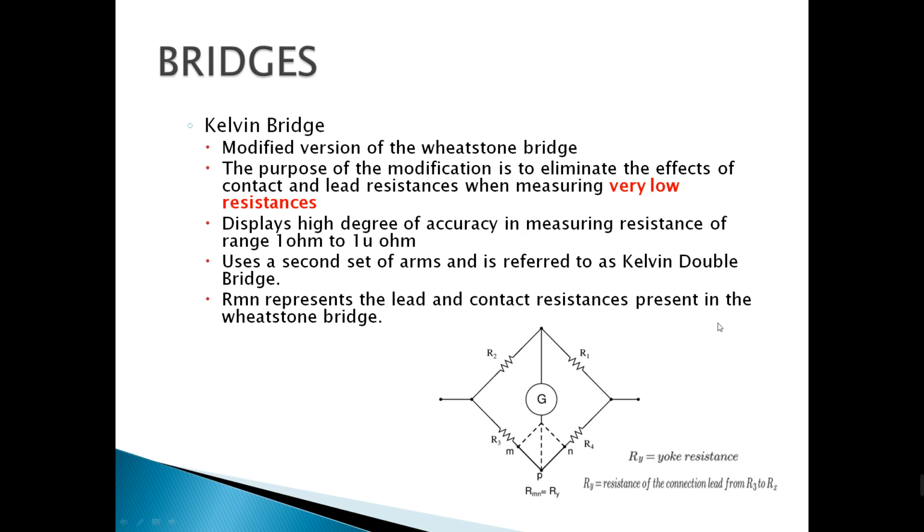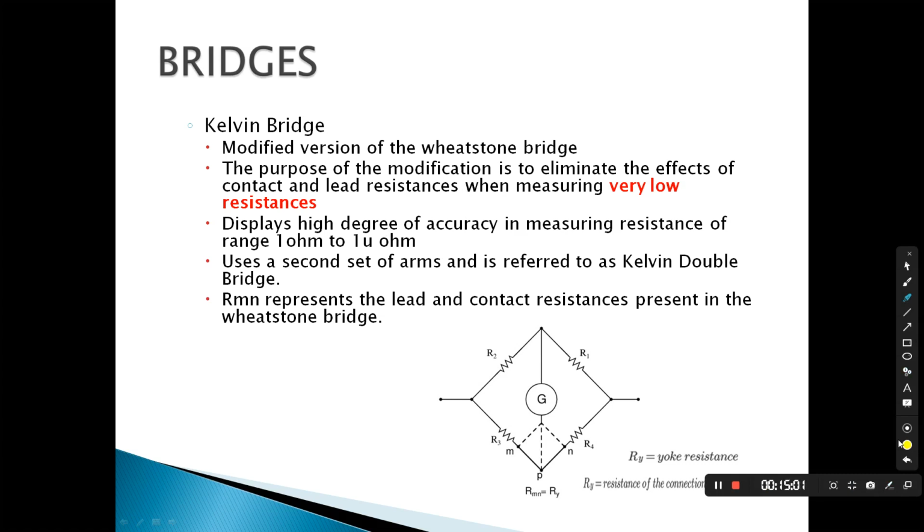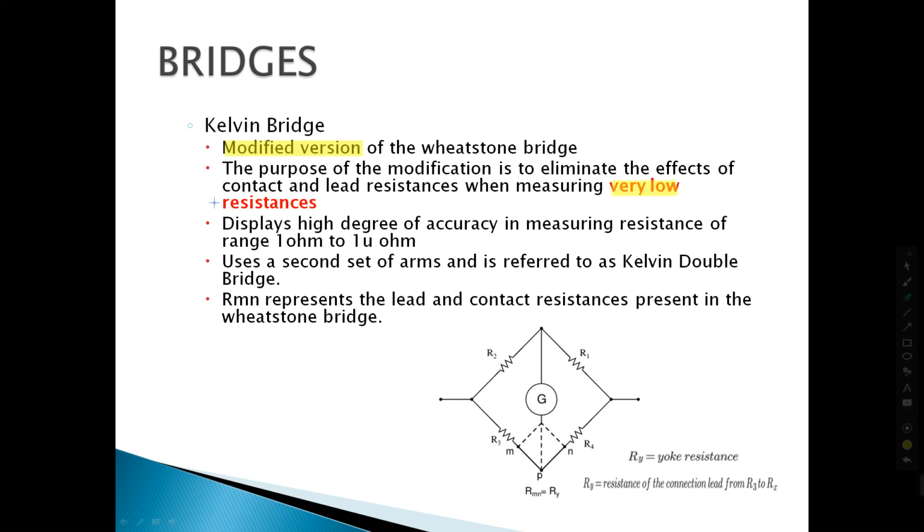The next bridge is what we call the Kelvin bridge. Take note of the differences when we use the Kelvin bridge. It's a modified version of the Wheatstone bridge, meaning it's better at measuring very low resistances. Take note of that, very low resistances. Unlike the Wheatstone bridge, which is for resistance, the Kelvin bridge is for very low resistances. It displays a high degree of accuracy because it can measure very low resistances, and the range is 1 ohm to 1 micro ohm.